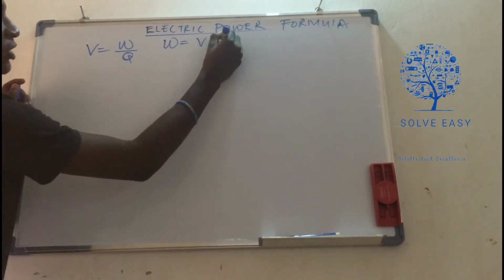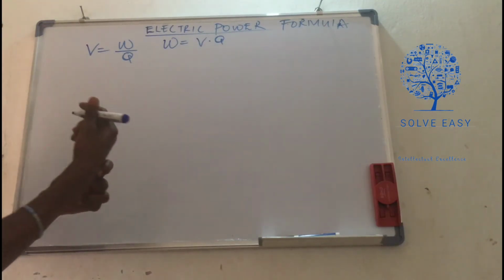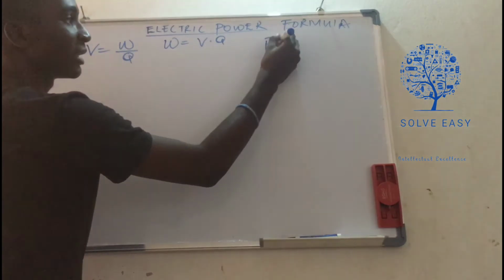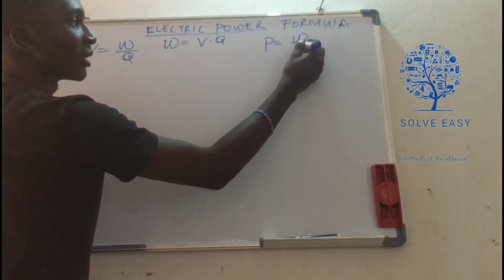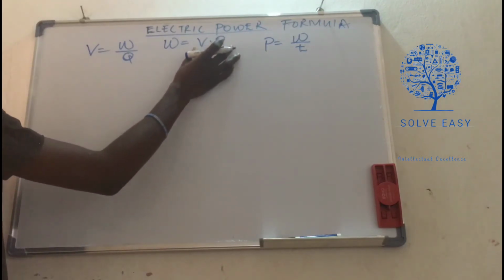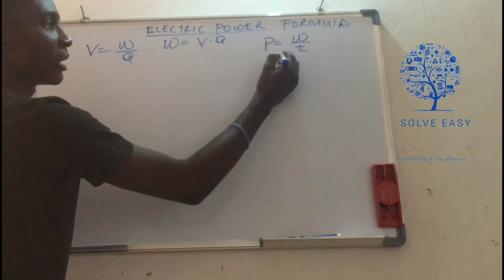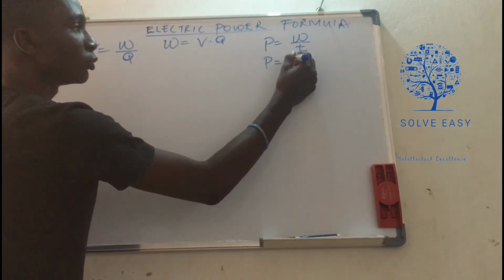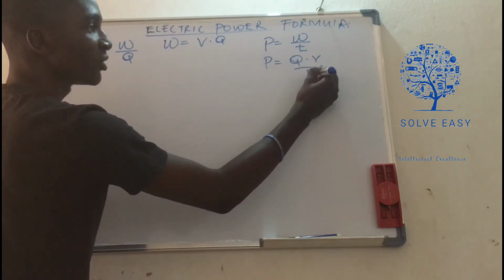The second variable we'll be using here is power. Power is defined as the rate of work done over time, that is work done per unit time. So we substitute for work done, which is Q times V here. Then I have power equals Q multiplied by V, all over T.